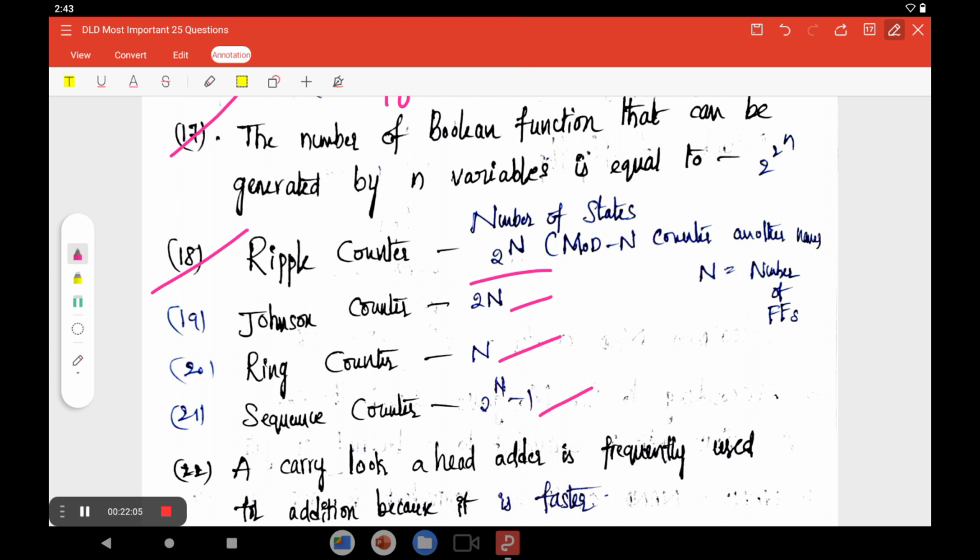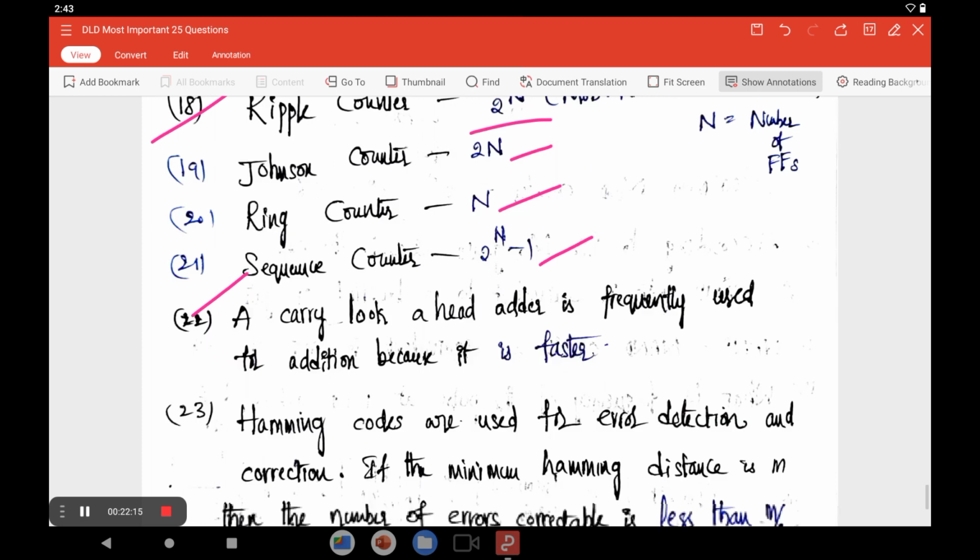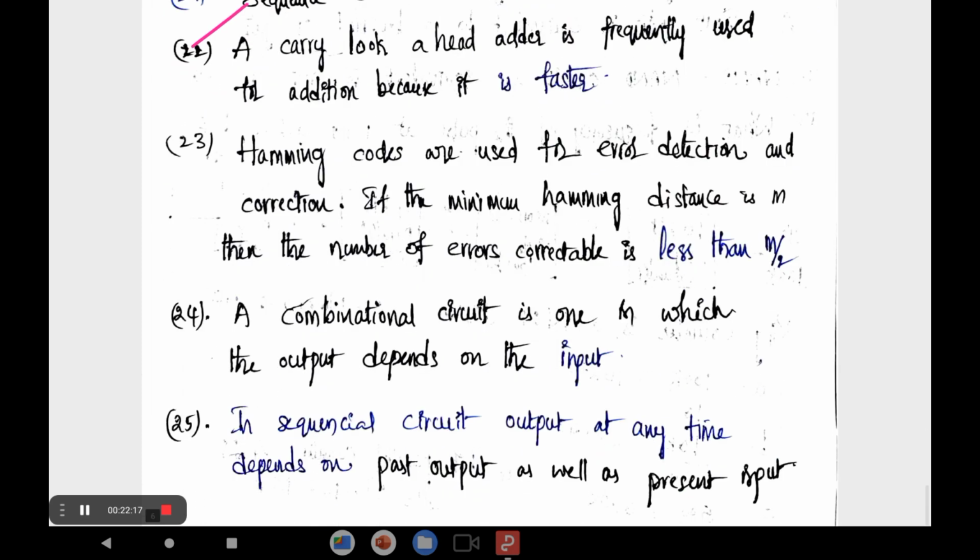At the same time, question number 22 is that a carry look ahead is frequently used because it is faster. That is the reason carry look ahead is used in the corresponding circuits.